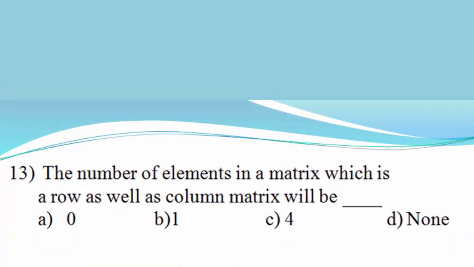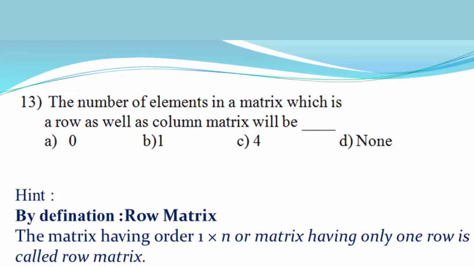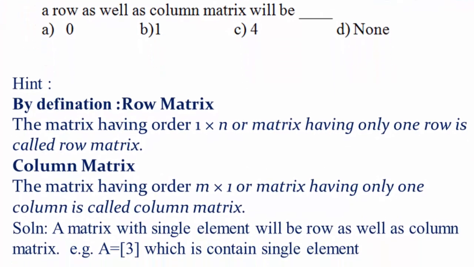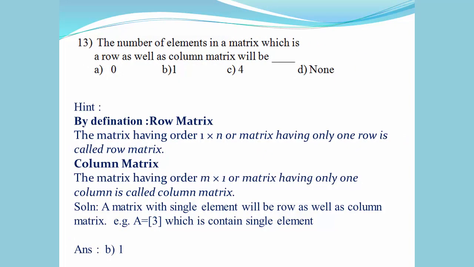Question number 13. The number of elements in a matrix, which is a row as well as a column matrix, will be dash. Here students, by definition of row matrix, the matrix having order 1 by n, or having only one row, is called a row matrix. And according to the definition of column matrix, the matrix having order m by 1, or having only one column, is called a column matrix. So, a matrix with a single element will be a row as well as a column matrix. For example, A is a matrix having only one element 3, is a row as well as a column matrix. Therefore, the option B, which is equal to 1, is right.